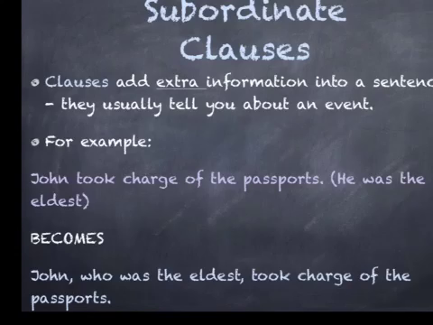For example, John took charge of the passports. He did this because he was the eldest. Now, the statement John took charge of the passports makes sense on its own, but the additional information, he was the eldest, can tell you why he took charge of the passports, you see. And now, if you were to add that subordinate clause into the main body of the text, it would become John, who was the eldest, took charge of the passports. And as you can see, you mark the subordinate clause with commas to show where it is inserted.